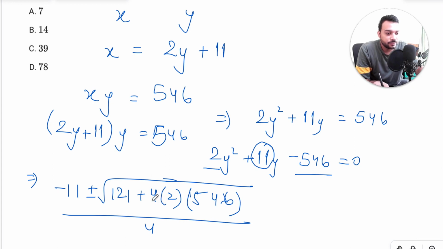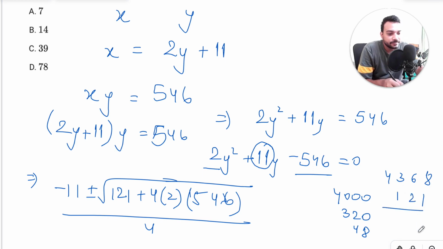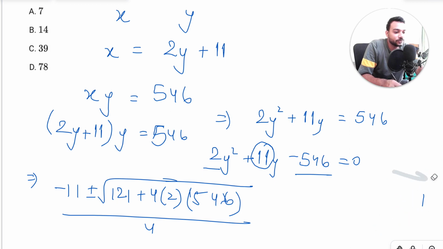Okay, so 4 times 2 is 8. 8 times 546. 500 times 8 is 4000. 40 times 8 is 320. 6 times 8 is 48. Okay, so this is going to be 4368 plus 121, which is 4489. That's the thing inside the square root symbol. Let's see what's the square root of 4489. Looks like a perfect square.